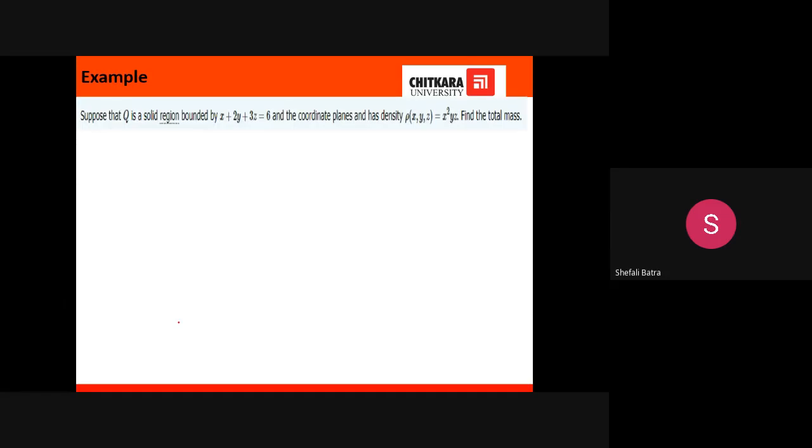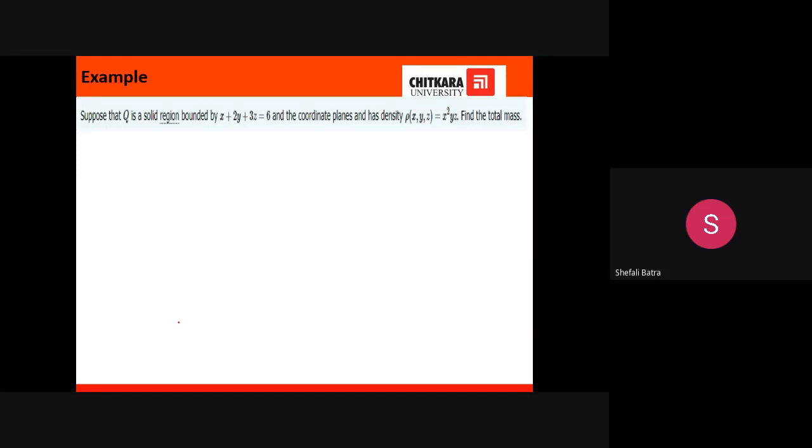Now come to the next question. Suppose that Q is a solid region bounded by x plus 2y plus 3z is equal to 6 and the coordinate planes, and has density rho(x, y, z) equal to x square y z. Then find the total mass.